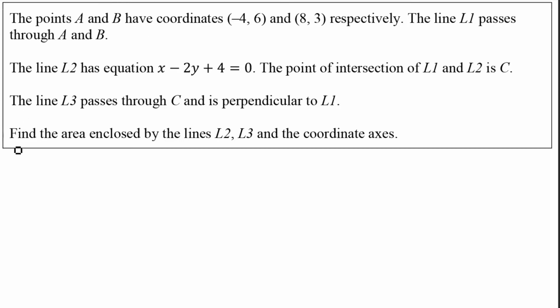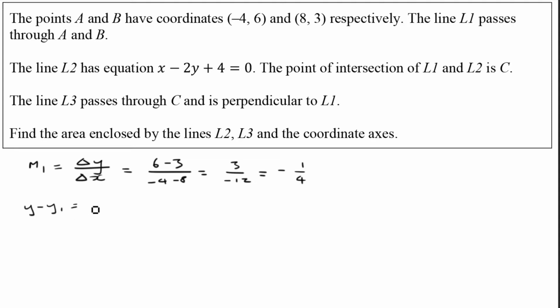So, gradient of line L1, let's call that M1. We know that you work out a gradient by doing the change in the y-coordinates over the change in the x-coordinates. So in this case, that would be 6 subtract 3 divided by -4 subtract 8, which is 3 divided by -12. So the gradient is -1/4. Now we'll need to know the equation of the line. So using the idea of y minus y1 is equal to m into x minus x1.